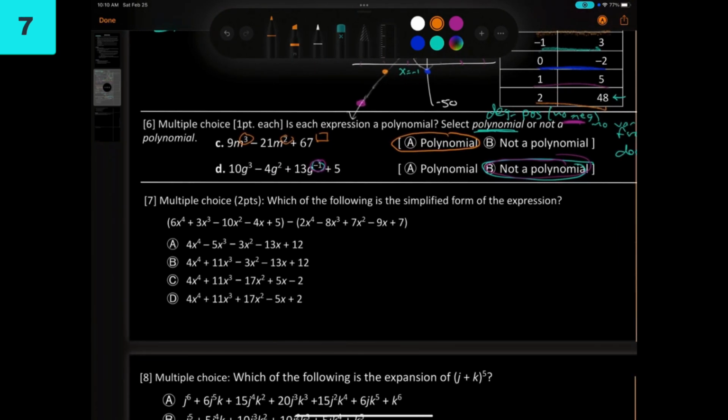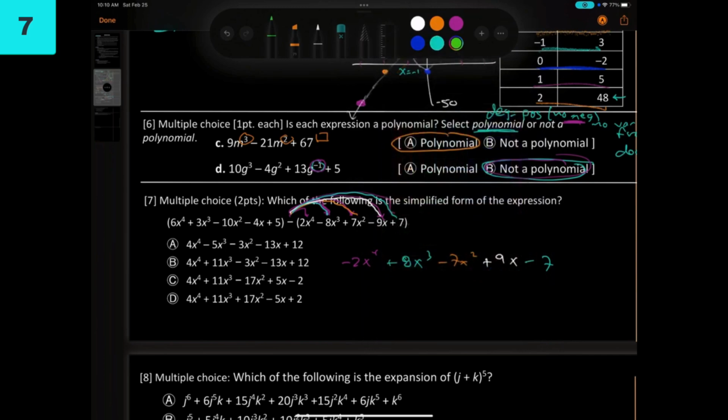Number 7, which is a simplified expression. So you can do this in 2 ways. You can distribute this negative sign, which basically means you change all of the math operations. So if I did that, that would become the opposite of positive 2. That would become a negative. The opposite of negative 8 was positive 8. Opposite of positive 7 would be negative 7. The opposite of negative 9 is positive 9. And then the opposite of positive 7 would be negative 7.